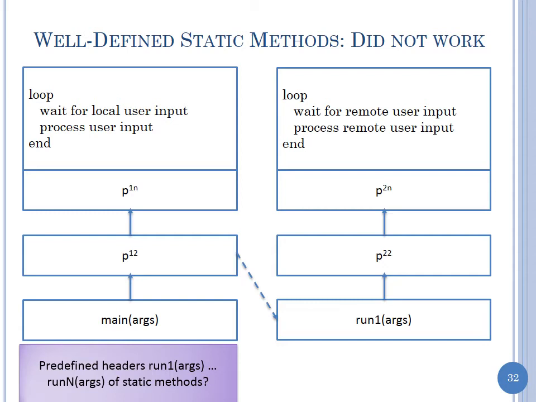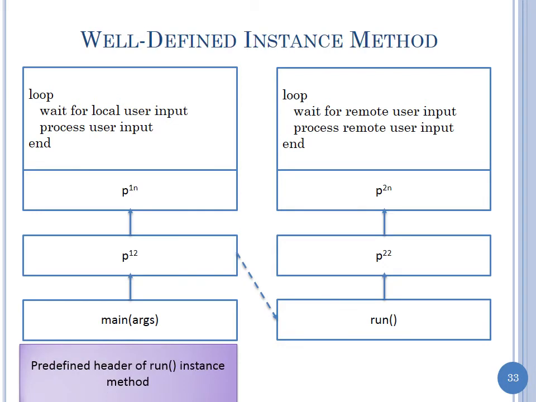So here I said we'll have a bunch of static methods that have well-defined signatures. Run one, run two, run n. Okay. Now we won't have a bunch of static methods. We'll have a bunch of instance methods. They'll all be called run. But different implementations of run can do different things. They can do the same thing or they can do different things. So if you want to create a bunch of threads that do the same thing, you use the same run method implementation. If you want the threads to do different things, you use different implementations. Okay? So we'll just have one method called run rather than run one, run n.